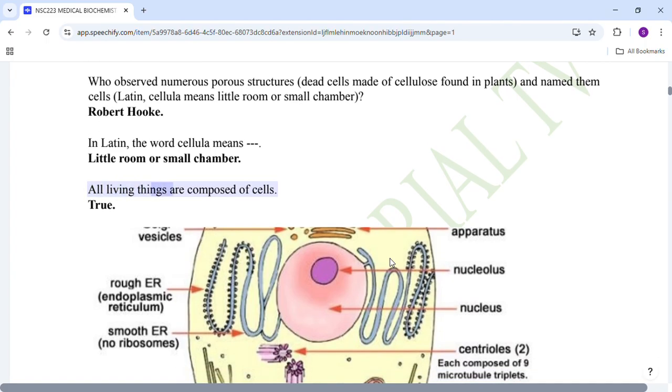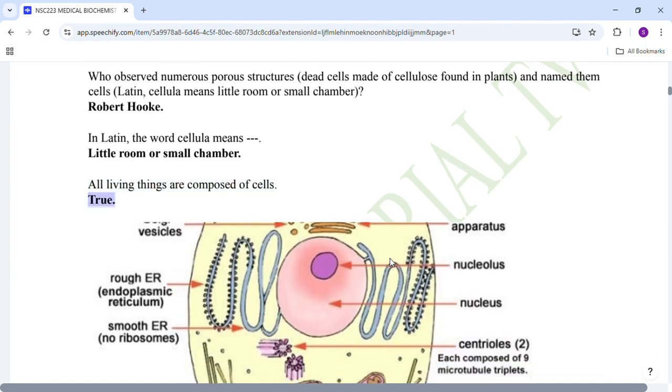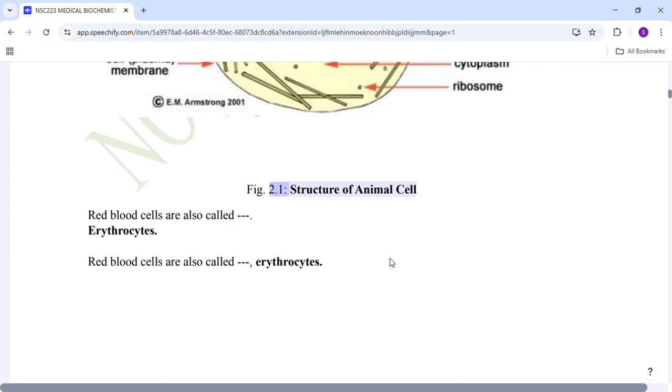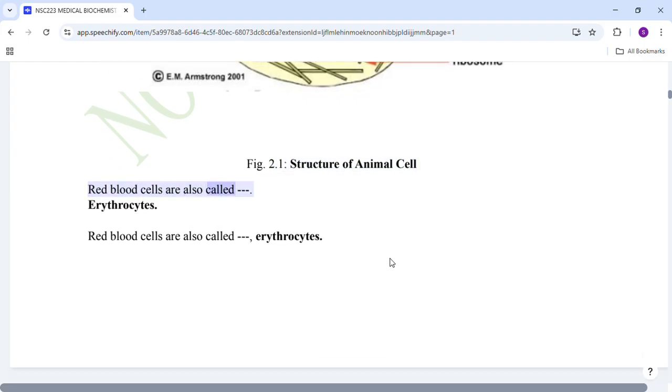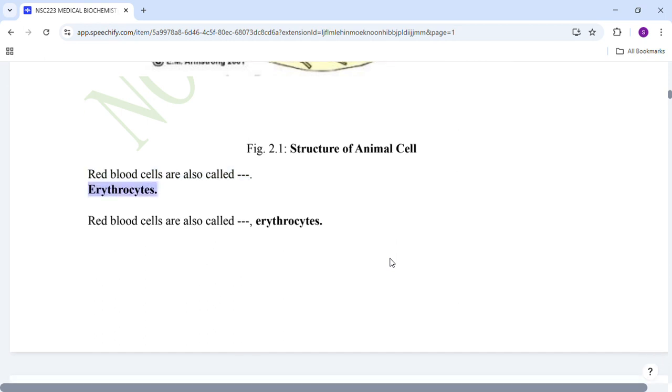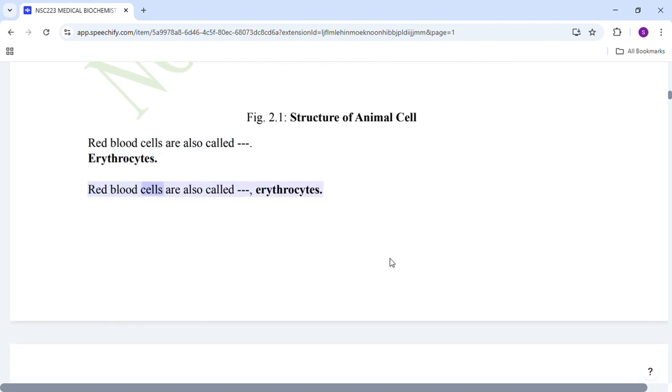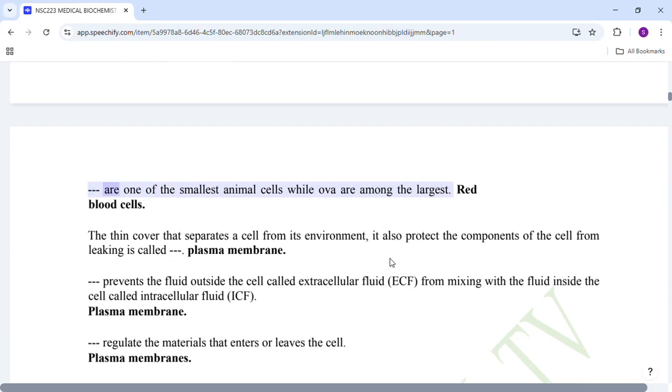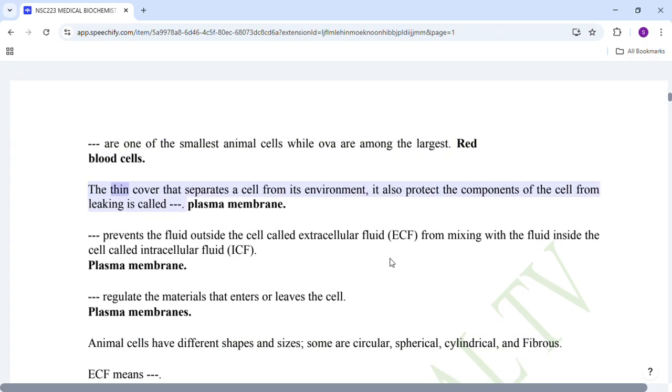All living things are composed of cells. True. Fig 2.1, Structure of animal cell. Red blood cells are also called erythrocytes. Red blood cells are one of the smallest animal cells, while ova are among the largest. The thin cover that separates a cell from its environment, and also protects the components of the cell from leaking, is called the cell membrane.